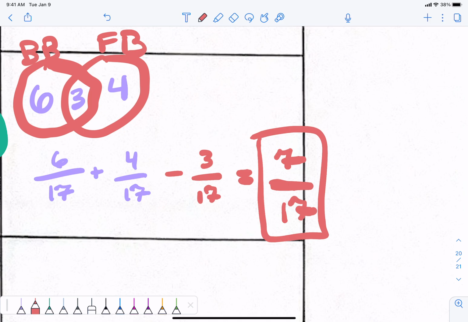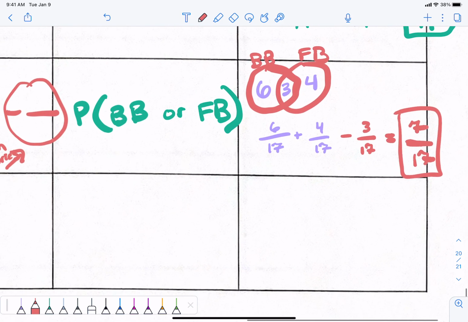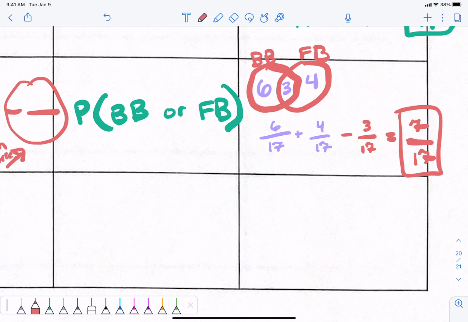Okay, last one. I'm going to do a little Venn diagram here, or a table here. This is conditional probability. I'll do a couple examples.